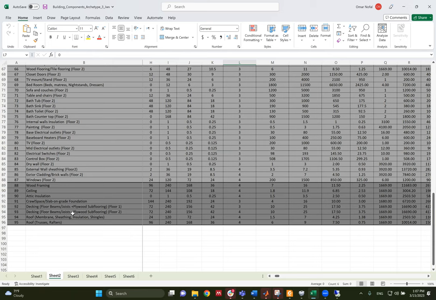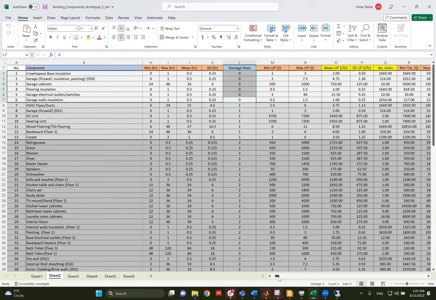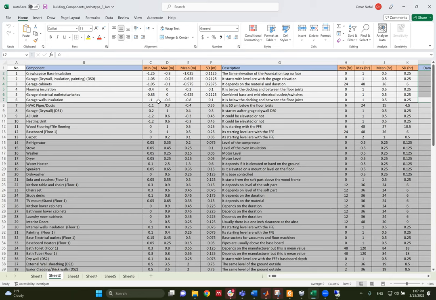So here you will find that I have the minimum. All right, let me go a little bit here. The minimum and the maximum level that each component can be. And this is negative because I considered this elevation is zero and anything below is negative. So any components below the first floor elevation will take a negative value. And I have the minimum and maximum elevation of each component based on best engineering judgment. And then I have the mean, which is this plus this over two. And I have a standard deviation, which is this minus this over four.